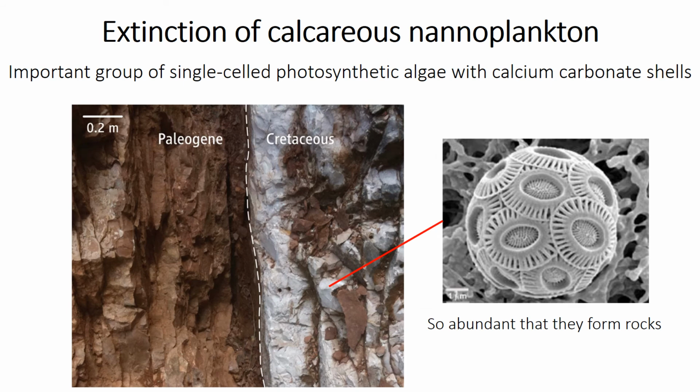Well, we can also look at a group of single-celled photosynthetic algae called calcareous nannoplankton. These organisms were, and actually still are today, so abundant in the ocean that their shells form entire rocks when they sink to the seafloor. In this location from Italy on the left here, the Cretaceous rocks are white in color because they're just filled with these shells. But the group had a really severe extinction, and then right after the extinction, their shells aren't making up much of the rock anymore. It takes a little while for them to come back, and the rocks get lighter and lighter in color as you get more of these shells.